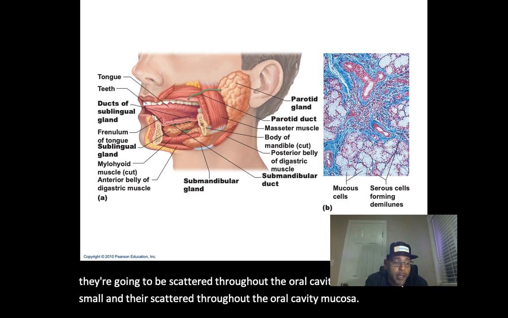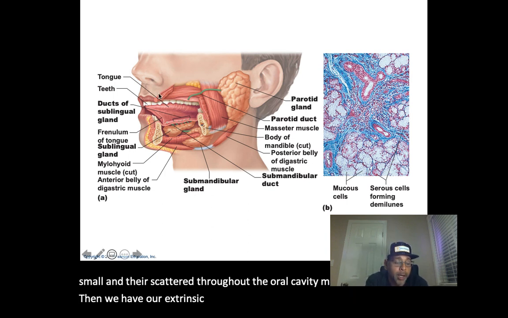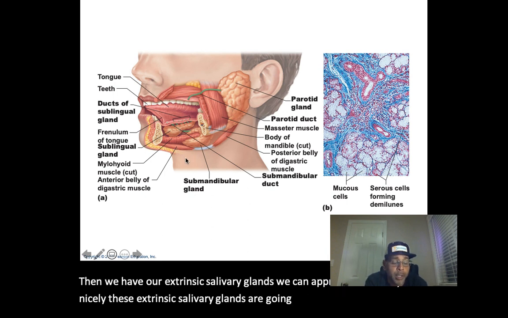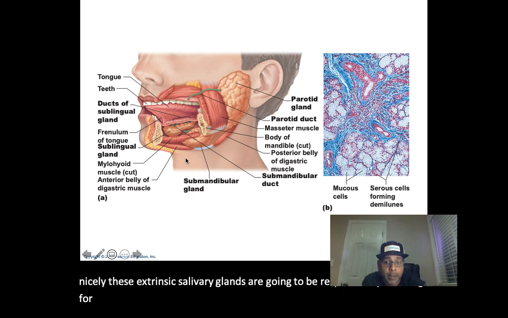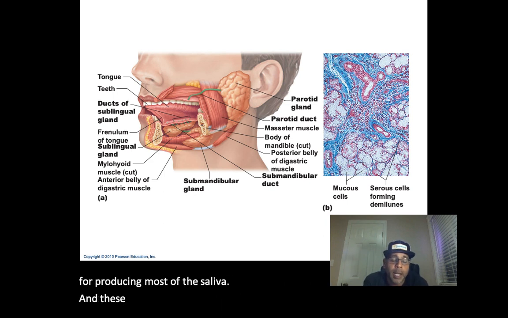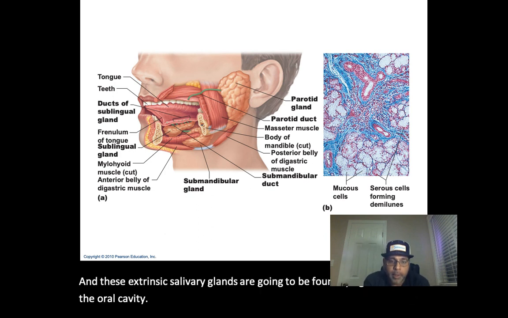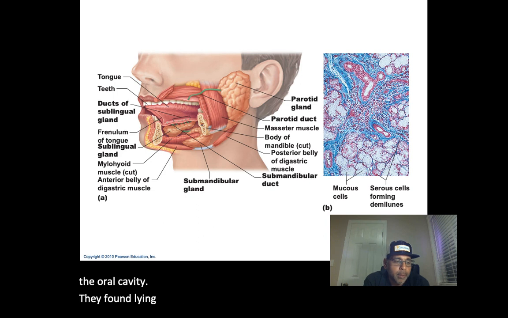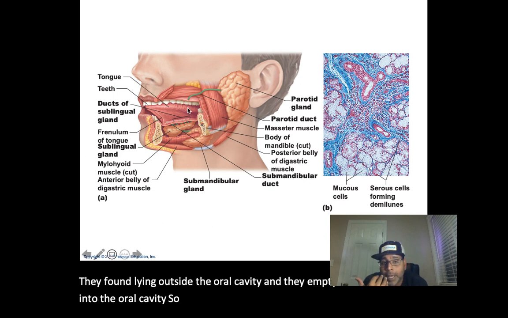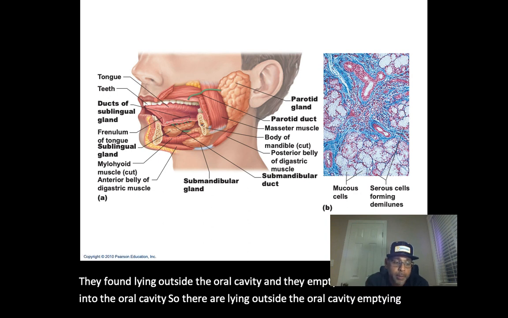Then we have our extrinsic salivary glands. We can appreciate here very nicely. These extrinsic salivary glands are going to be responsible for producing most of the saliva. They're found lying outside the oral cavity, and they empty their secretions into the oral cavity.